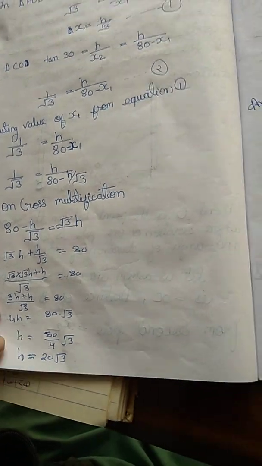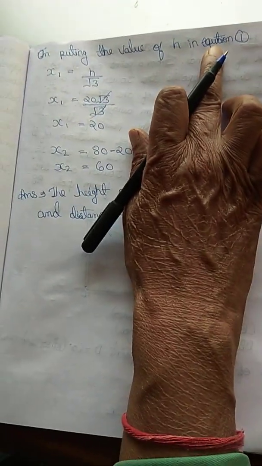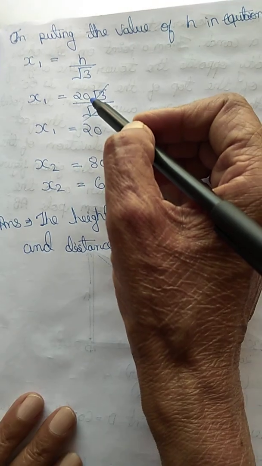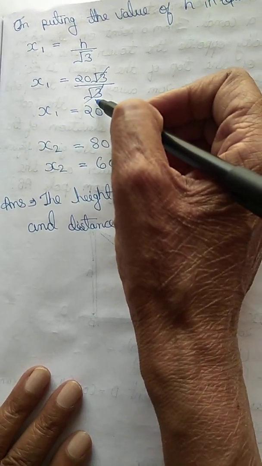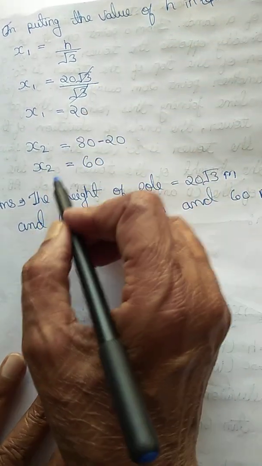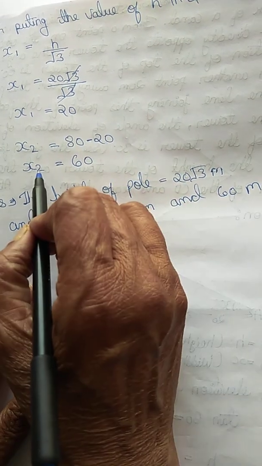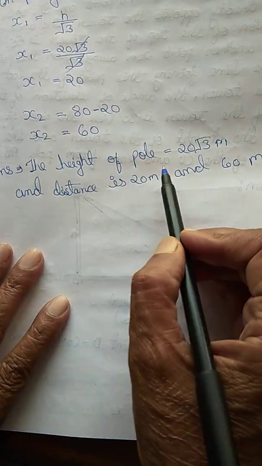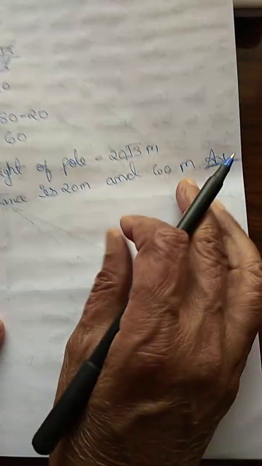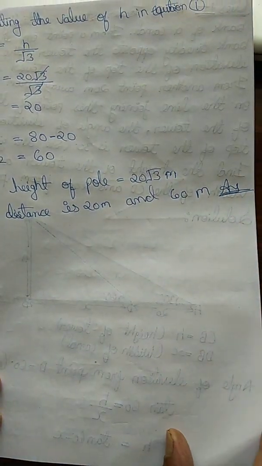So, putting the value of h in equation 1, we get x1 is equal to 20 root 3 by root 3. Root 3 gets cancelled, you get x1 is equal to 20. So x2 is 80 minus 20 is equal to 60. Answer is height of the pole is 20 root 3 and distances of the point are 20 and 60.